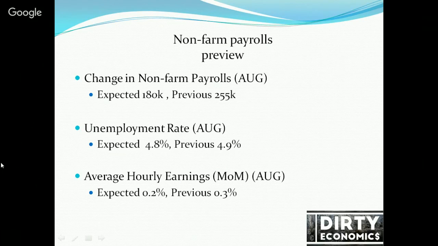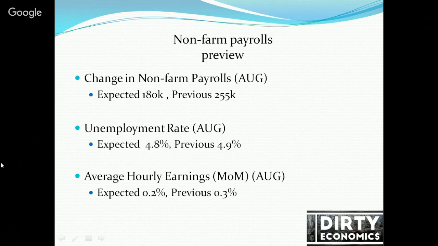Markets expect the figure around 180,000, and the previous month's figure stands at 255K. So compared to the previous figure, this is a significant downward revision. But as market experts say, anywhere around 180K and 200K would be a fine figure. And you have the unemployment rate, which is seen falling further to 4.8% from the previous figure of 4.9%.